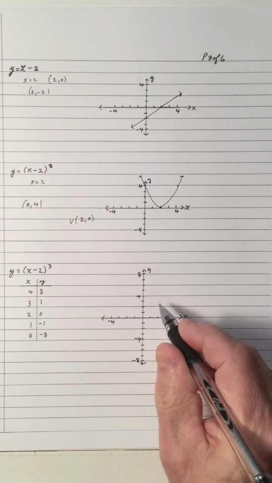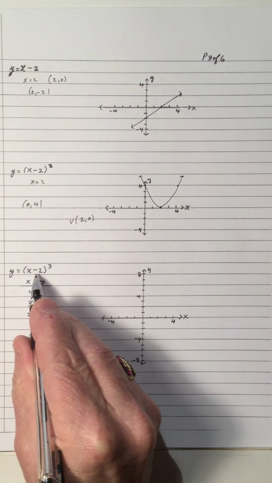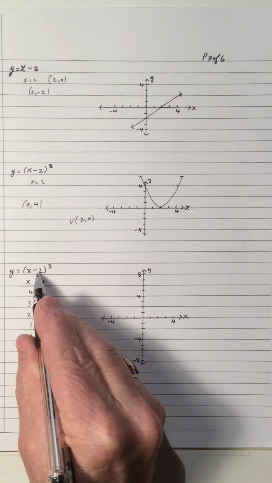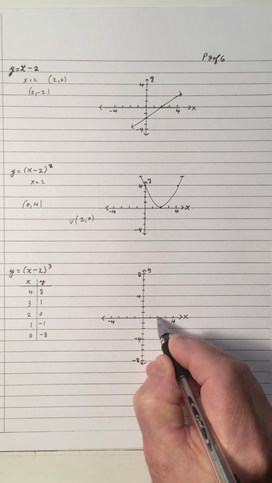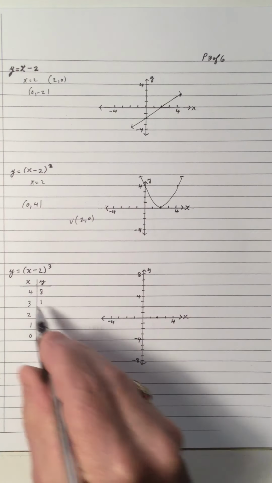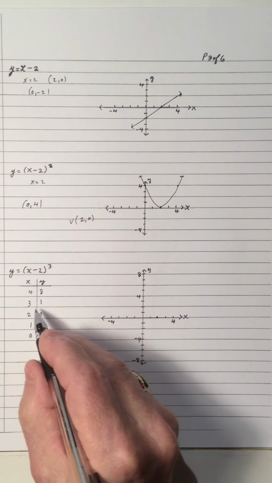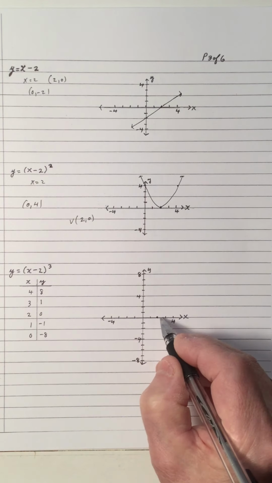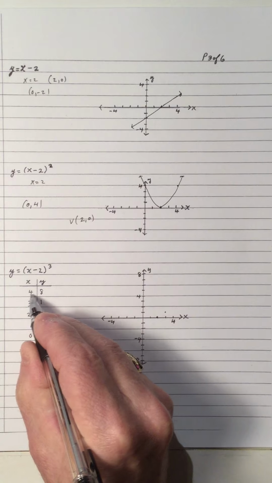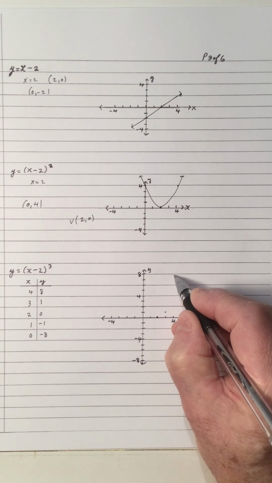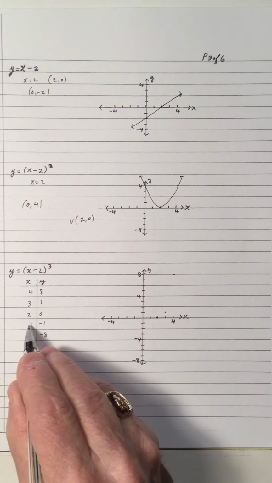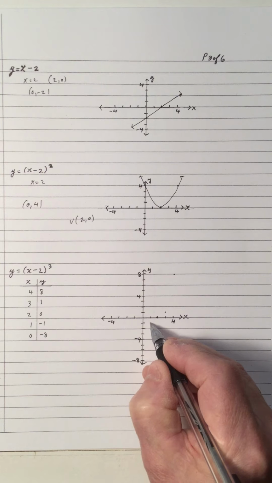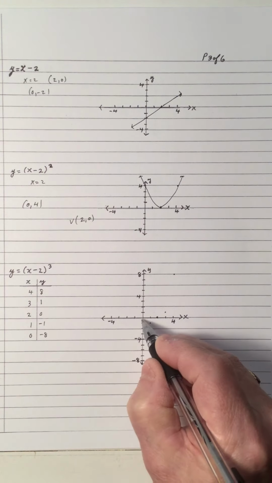So if you graph that very quickly, you can see that the basic graph we had on the previous page has moved 2 to the right. So the x-intercept is 2. And I did the table of values just to show you. When x is 2, y is 0. When x is 3, y is 1. When x is 4, y is 8. When x is 1, y is negative 1. When x is 0, y is negative 8.